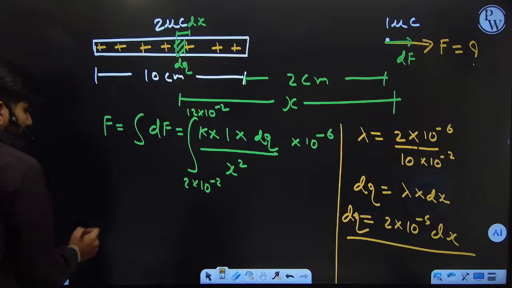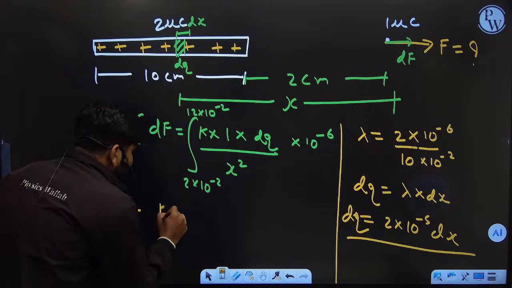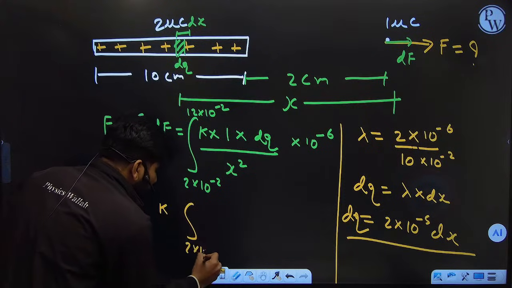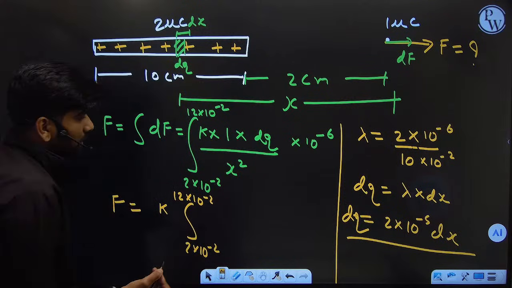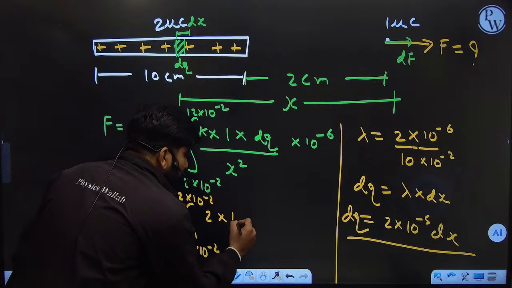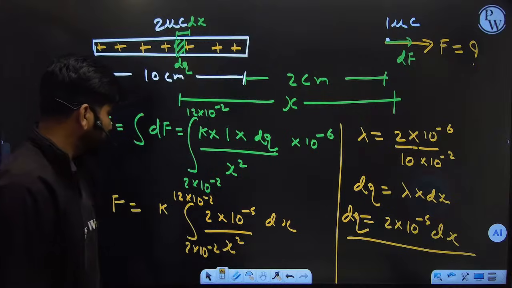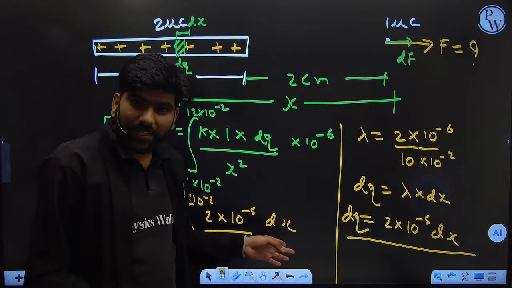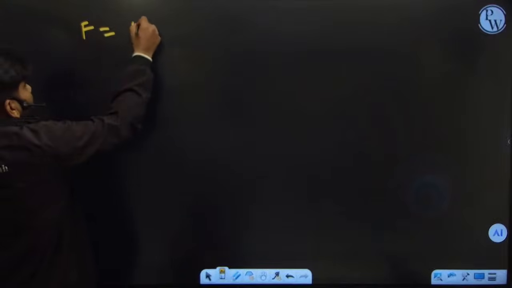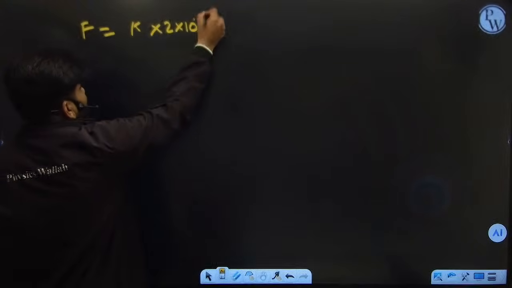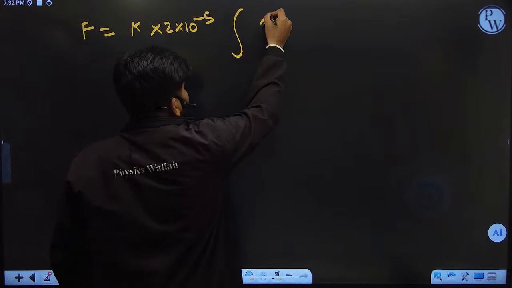I will write it here only. The force is going to be, since k is constant, I will take it out, the integral from 2 into 10 raised to the power minus 2 to 12 into 10 raised to the power minus 2. dq I will put as 2 into 10 raised to the power minus 5 dx by x square. Right. Now see how to integrate it. 2 into 10 raised to the power minus 5 will go outside. So k into 2 into 10 raised to the power minus 5 is out. Now we are getting the integration of dx by x square.